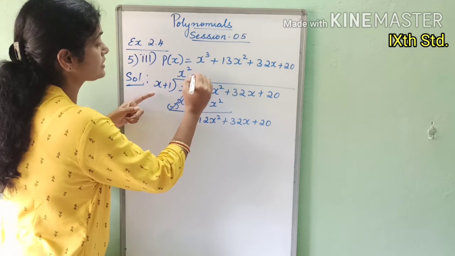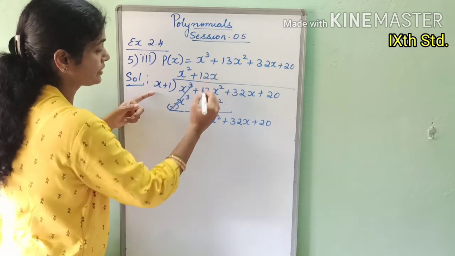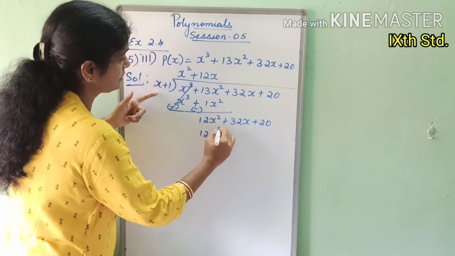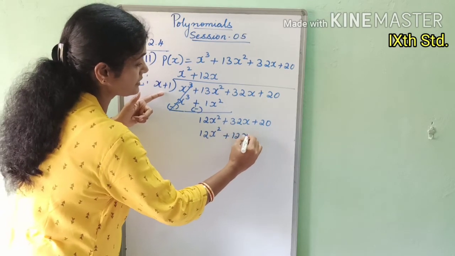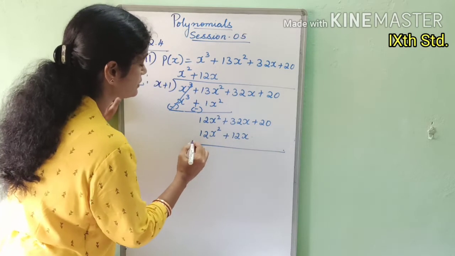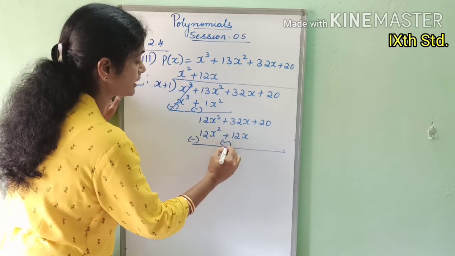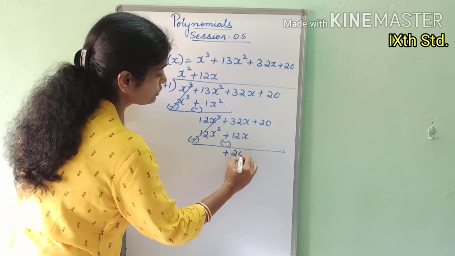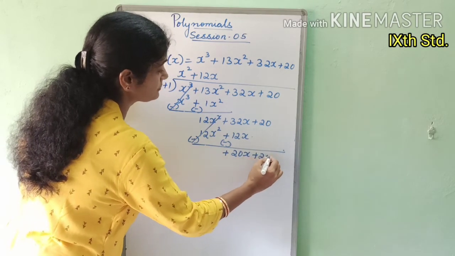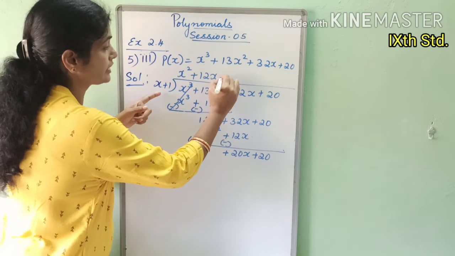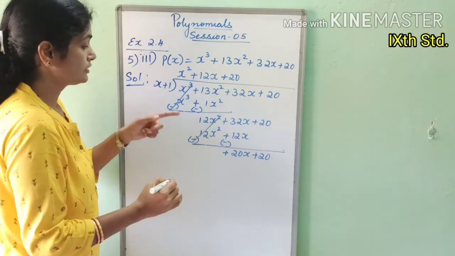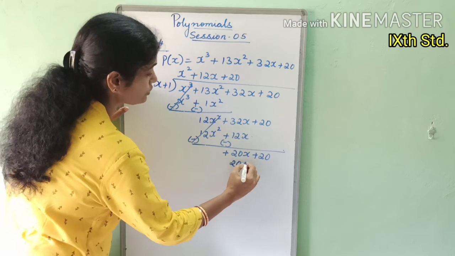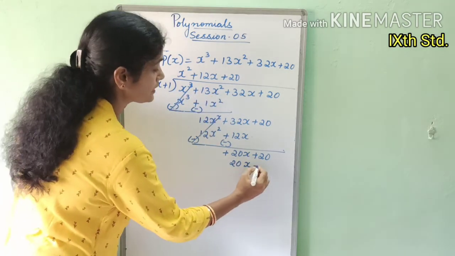Then the next term will be 12x. 12x into x gives you 12x square plus 12x. So this is a negative sign, subtraction you are doing, so this becomes plus 20x plus 20. So the next term is plus 20 to get 20x from x, right? So this is 20x plus 20.